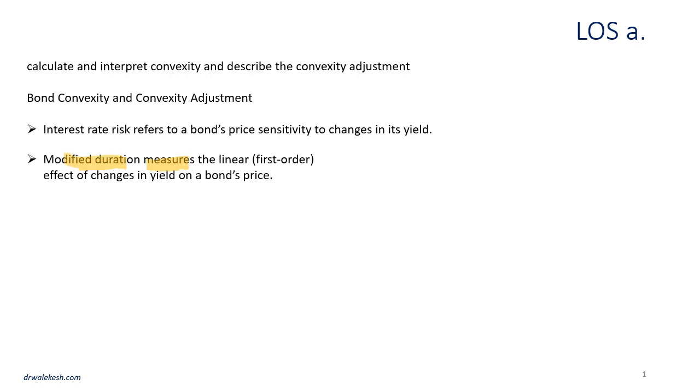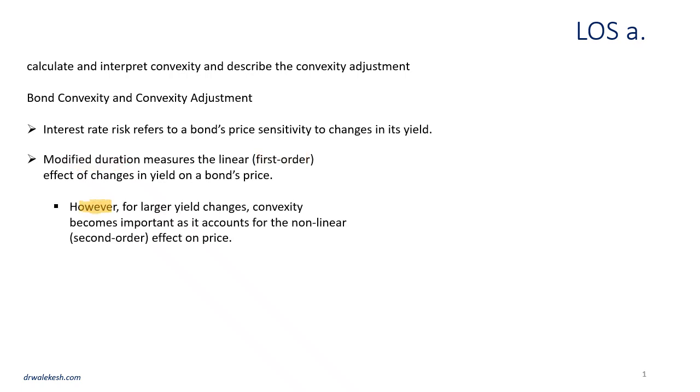Modified duration measures the linear effect of changes in YTM on a bond's price. As said earlier, modified duration has a first order effect. However, larger changes in YTM are captured by convexity effects. Convexity becomes important as it accounts for the nonlinear effects on price, or we could say as it accounts for the second order effects on price.